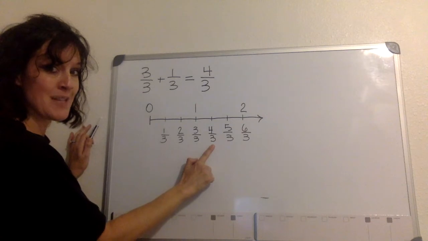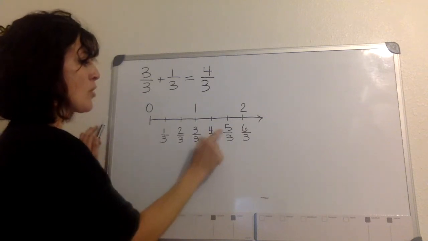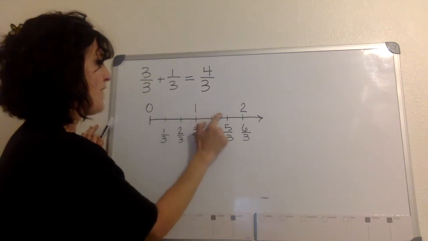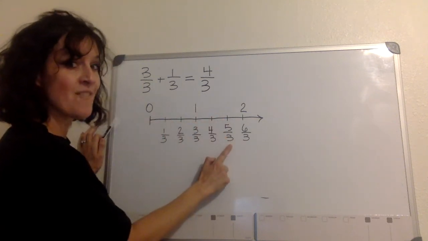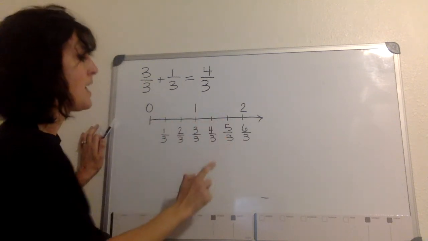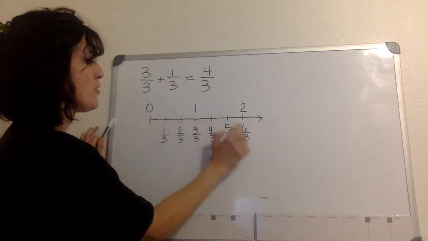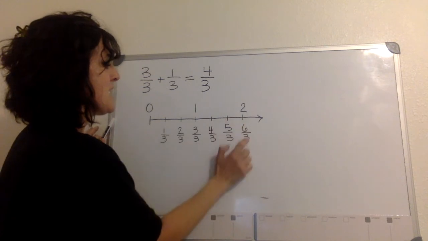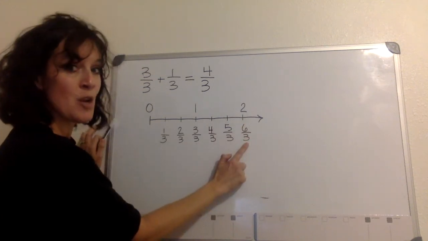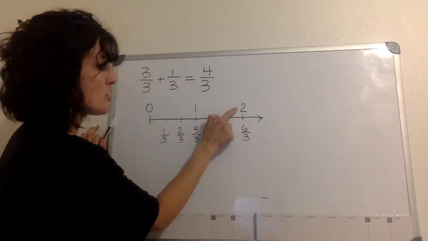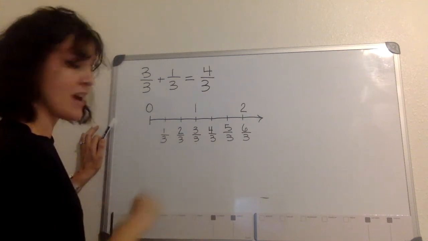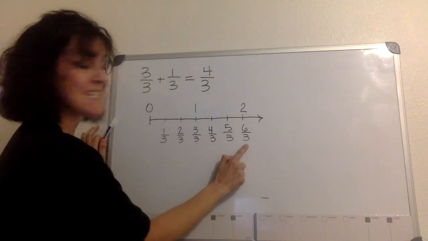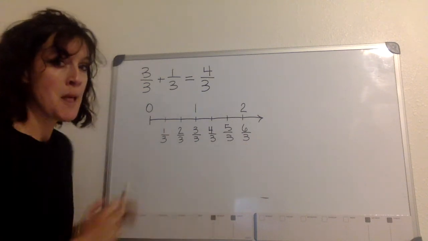4/3 increments. Okay? Now we're going to move on to the 5th increment. 1, 2, 3, 4, 5. That fraction is 5/3. And now, once we move on to the 1, 2, 3, 4, 5, 6, to the 6th increment, we get here at number 2, okay, on my number line. And with our fraction, it's 6/3.